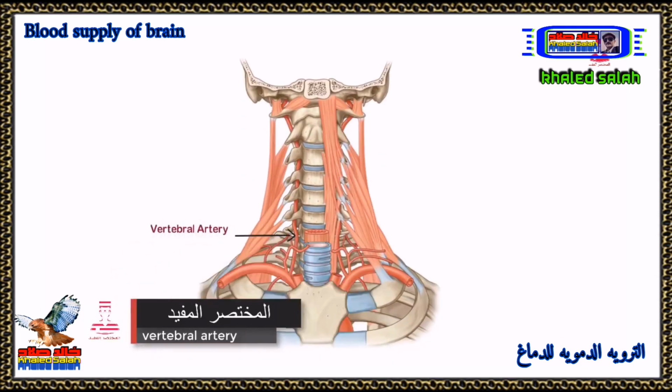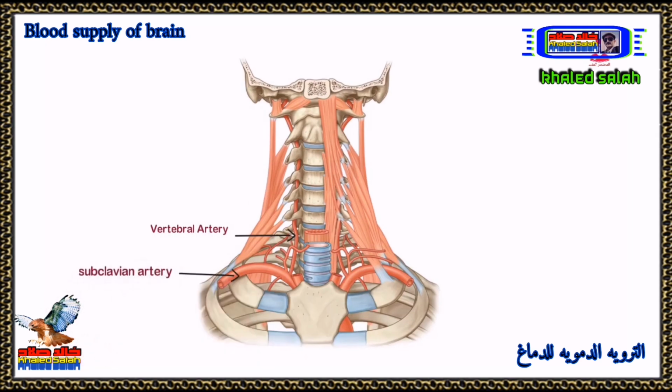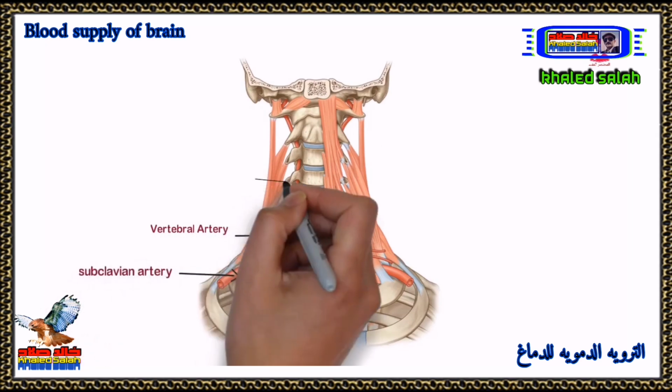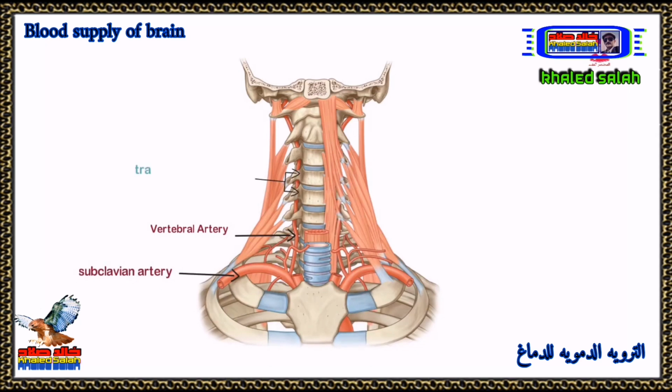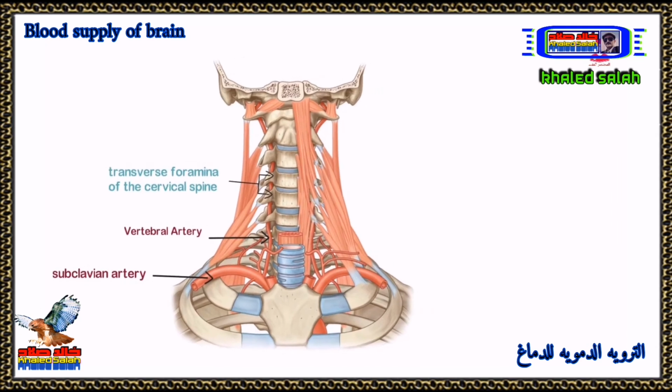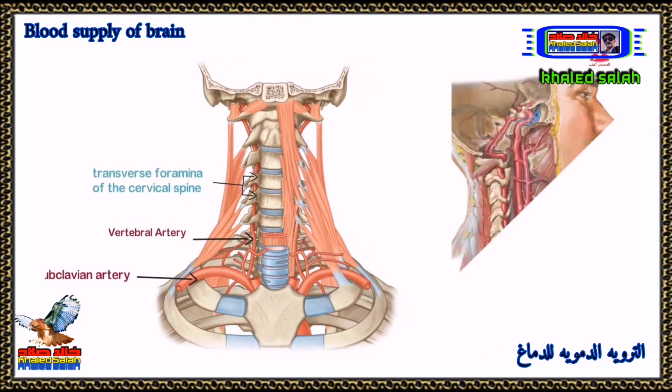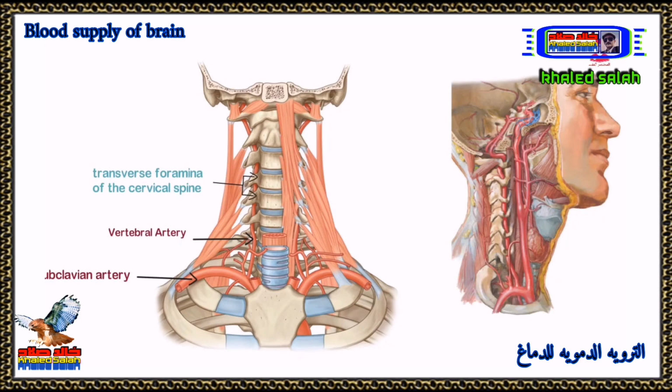The vertebral arteries begin in the neck at the subclavian artery and ascend vertically through the transverse foramina of the cervical spine. They can be divided into 4 segments. The vertebral arteries curve around the atlanto-occipital joints to enter the cranium through the foramen magnum.